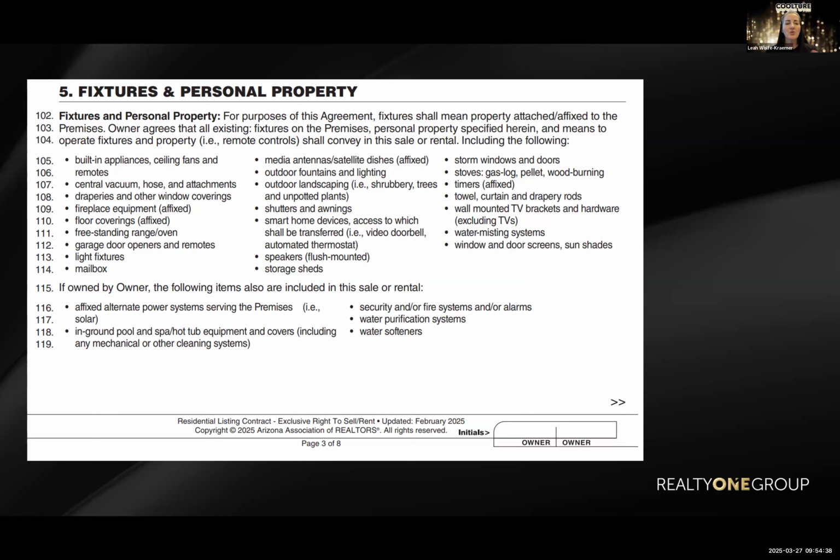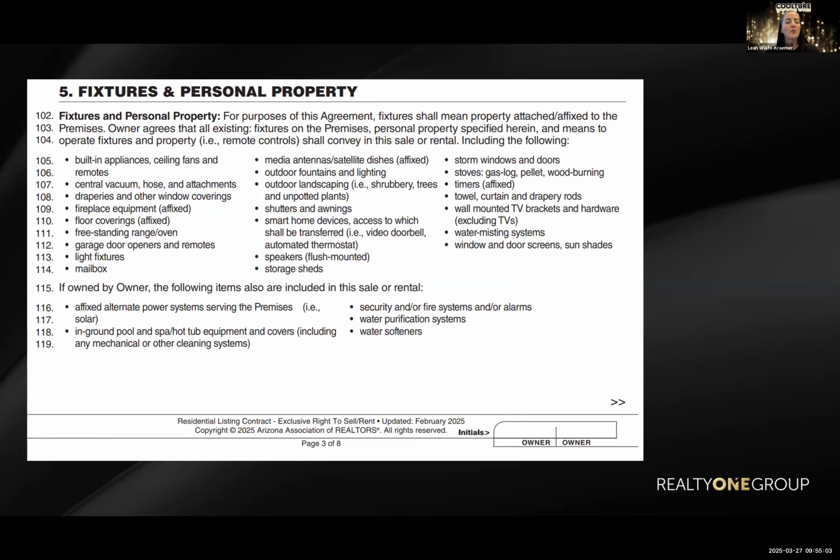I'm not going to go through all of these. You can see on line 110 there, the smart home devices, access to which shall be transferred, like a video doorbell, which would be a Ring doorbell. So that's already indicating, and this is reiterated on the purchase contract, that for the seller side, they need to do whatever is necessary to transfer that access, which might be doing something on the backside of their account, just a heads up.